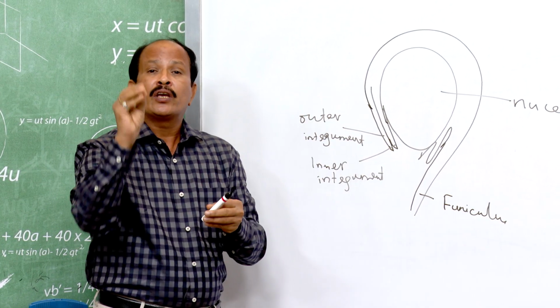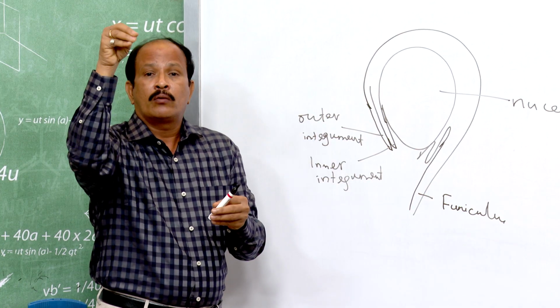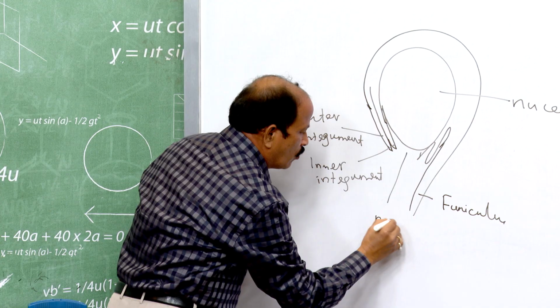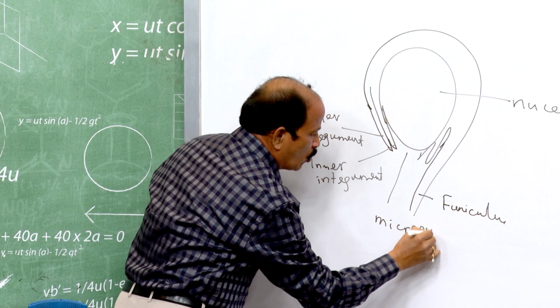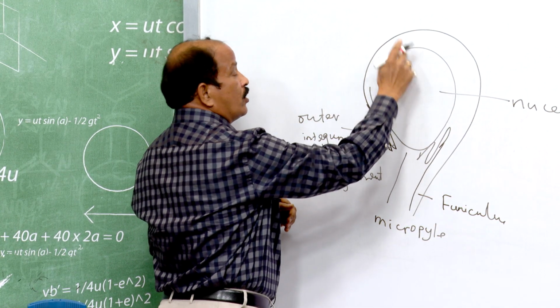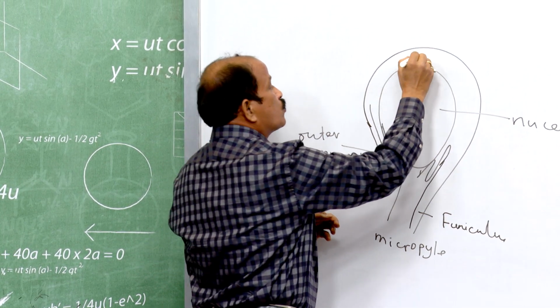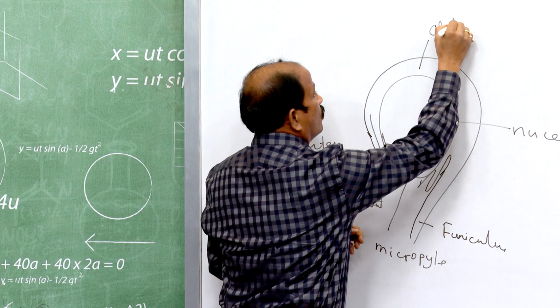The integuments, the coverings, encircle the nucellus from one side, leaving a small aperture at the top, and this is your micropyle. This is your micropyle, the small opening, and the other end is called chalaza. So, this end is called the micropylar end, and this one is called the chalazal end.